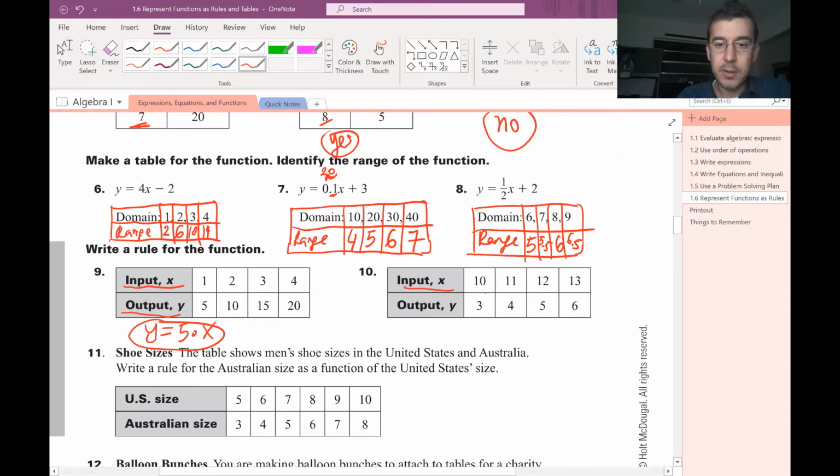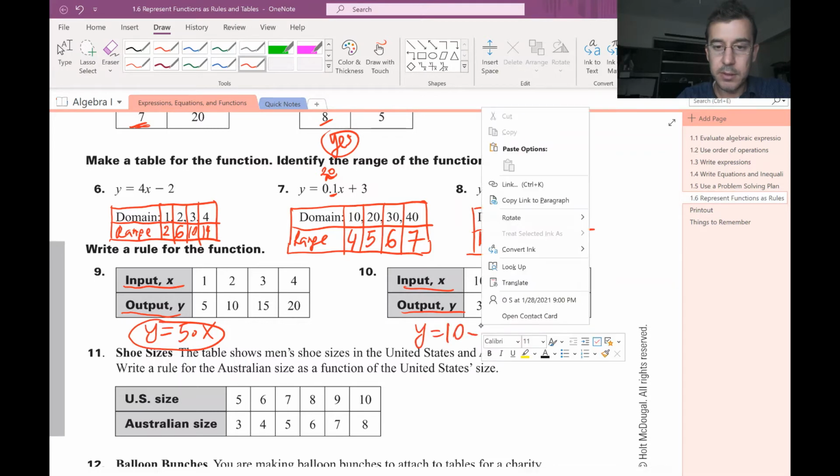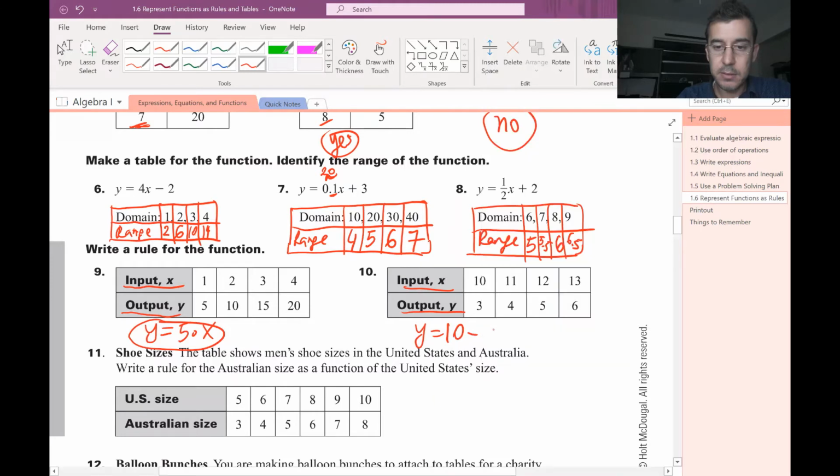Next one, we have x, 10, 11, 12, 13, and output y, 3, 4, 5, 6. Okay, so this will be y equals 10 minus x, right? 10 minus x.